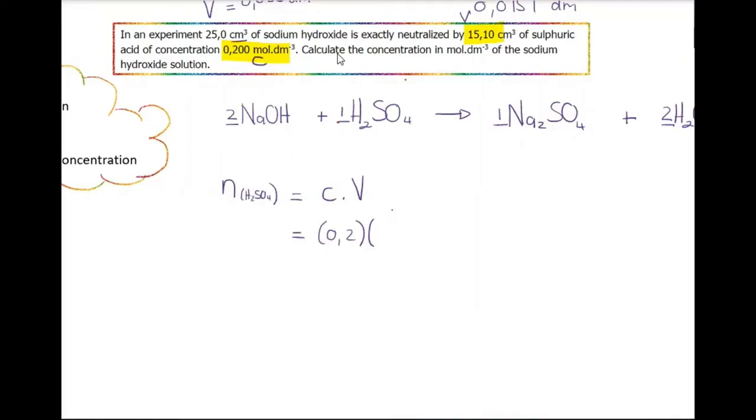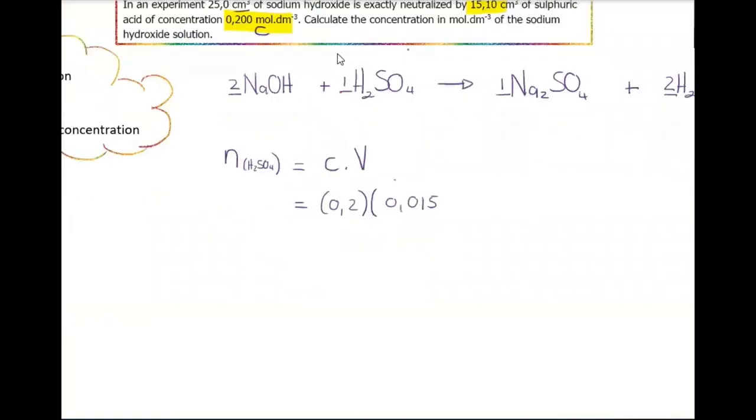And so we know that the volume we said was 0.0151. Let's keep everything in there. Don't round off in a calculation. Right, so 0.2 times 0.0151, and that gives us 0.00302, and we are in mole. Cool. So that is your second step, done and dusted, and that is the mole value for the sulfuric acid.